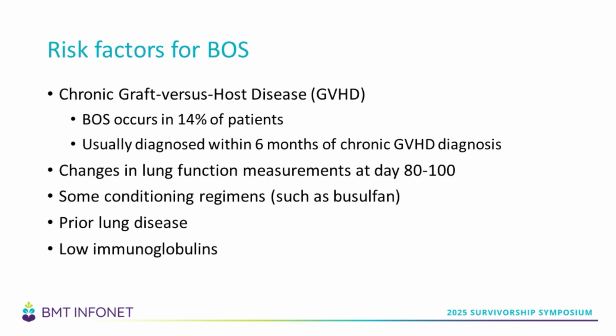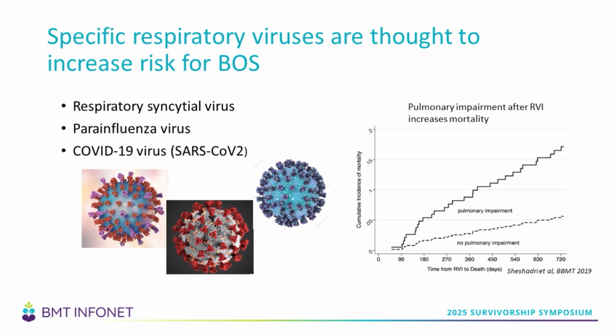We can see changes in lung function measurements at day 80 or 100 that could potentially predict the occurrence of BOS, but these changes could also mean lots of other things. But having lung function change at day 80, 100 is a risk factor. Some conditioning regimens, such as those that include busulfan, are also risk factors. And then prior lung disease and low immunoglobulins have been shown to be risk factors. The low immunoglobulins probably predispose people to infections.